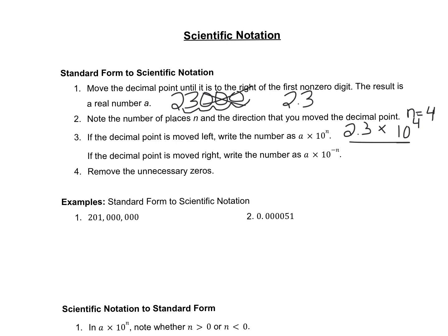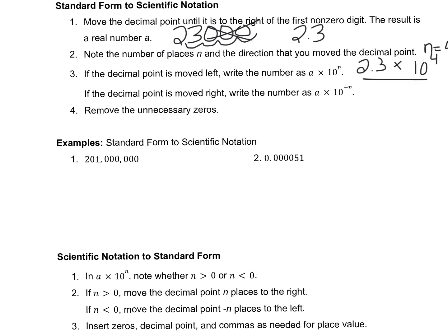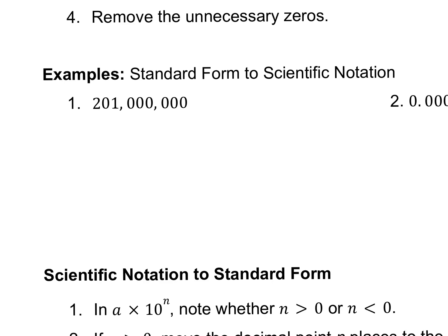Okay, so let's look at a couple examples. Right now on number 1, we're going from standard form to scientific notation. Where's my decimal point on number 1? Right here, at the end. Where do we want to move that decimal point to? Behind the 2. Yep, so move it 1, 2, 3, 4, 5, 6, 7, 8. So now we have 2.01. I got rid of all the other zeros.